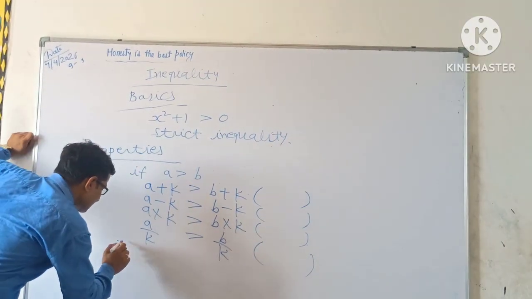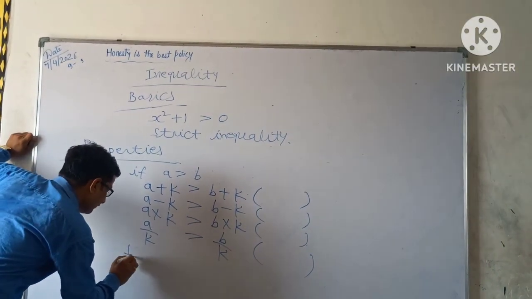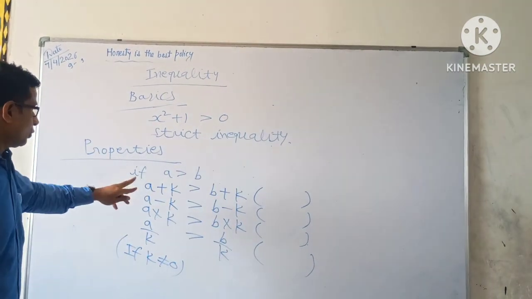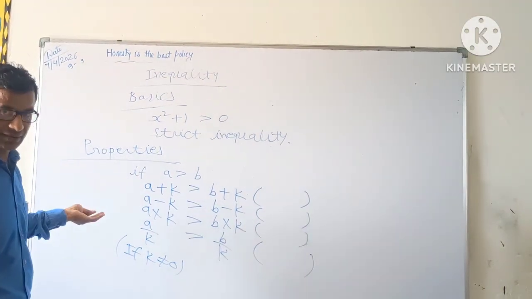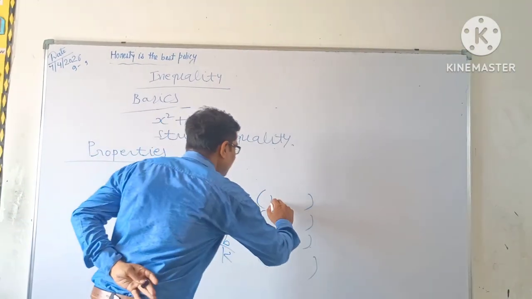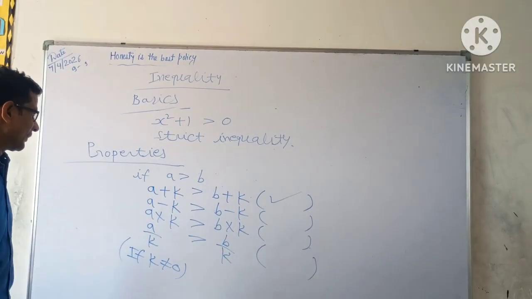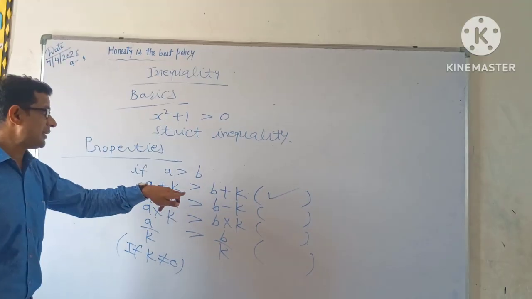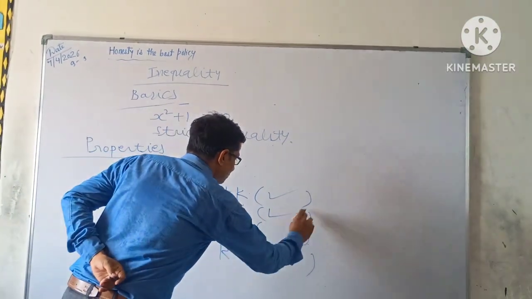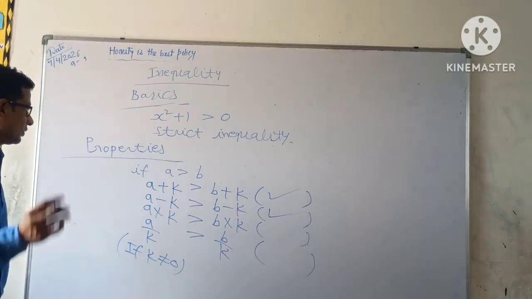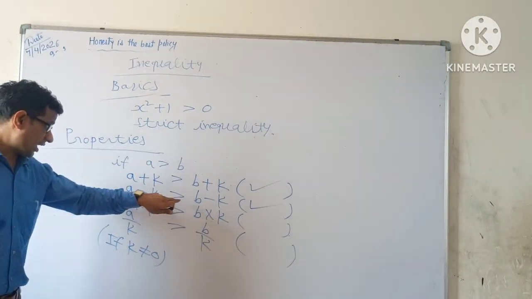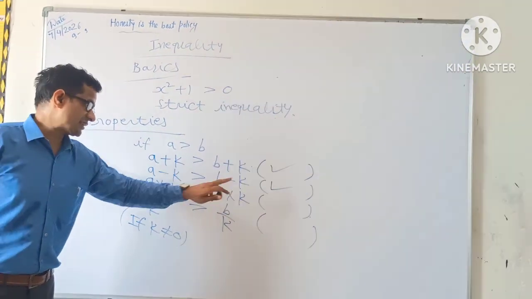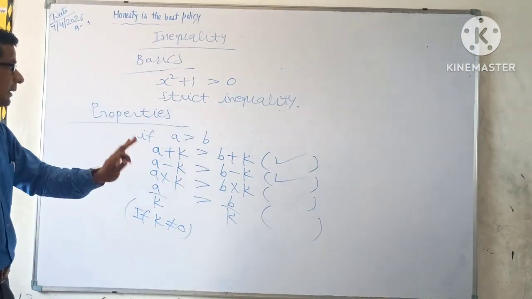Where we should write here, K is not equal to 0. So A plus K greater than B plus K is always true for any two real numbers, for any value of K. And A minus K greater than B minus K is also true. We can subtract any unknown number K. Unknown in terms of sign means we don't know whether it is positive or negative, but we can subtract like this.